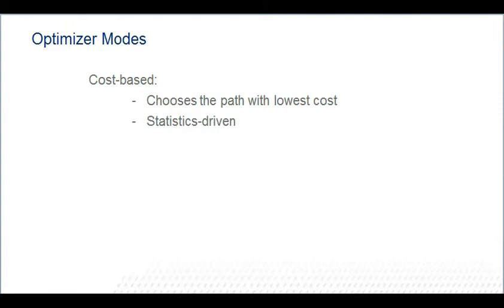The CBO uses statistics on tables and indexes. The most efficient way, according to the CBO, is the least costly access path, cost being defined in terms of the input-output and the CPU expended in retrieving the rows. We can examine these access paths by using tools such as explain plan.